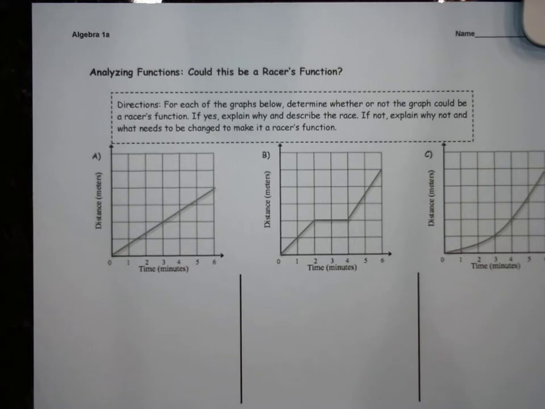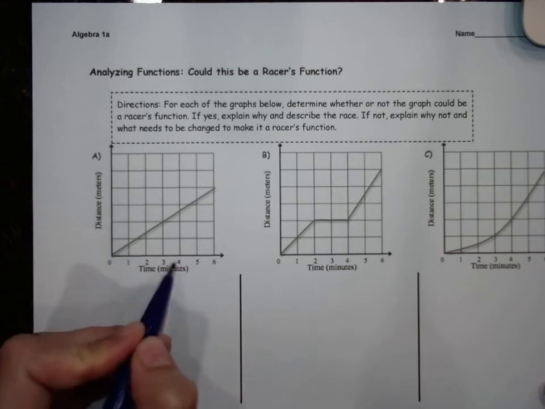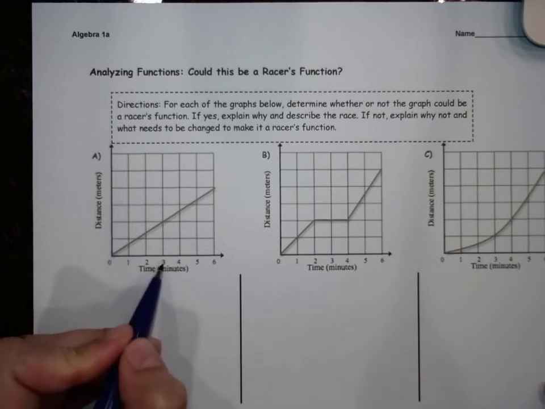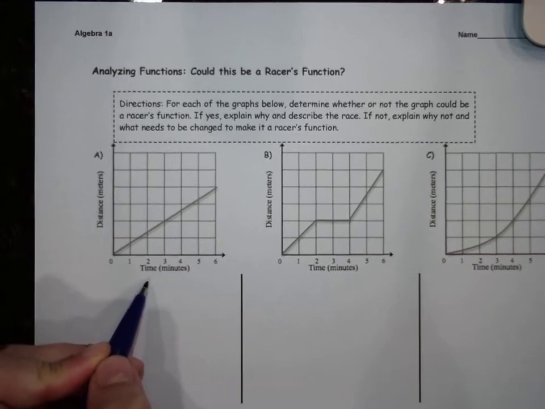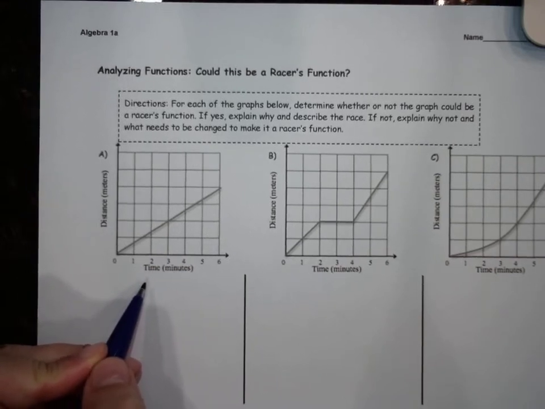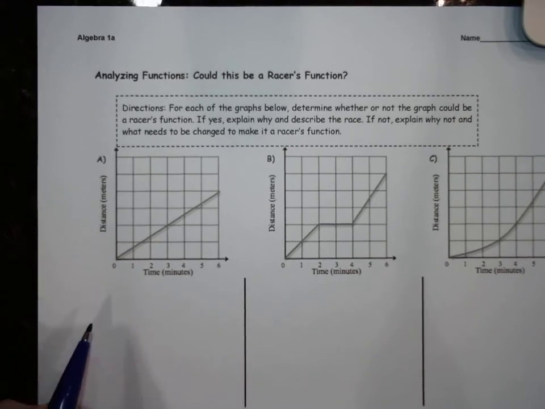Okay, so today we are going to be analyzing functions and determining if the graphs could be a racer's function. So what it's saying, with the relationship between the distance and the time, could this be a graph representing a racer? We just looked at a bike race, so we interpreted the graph and answered the questions, and today we are going to continue doing that.